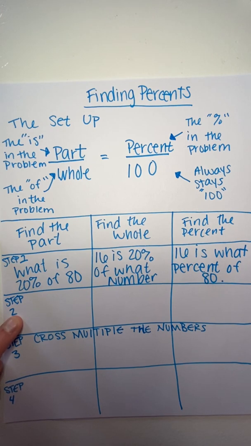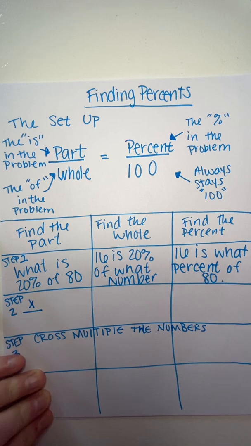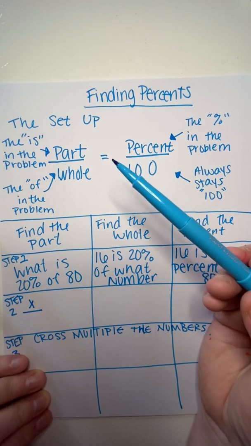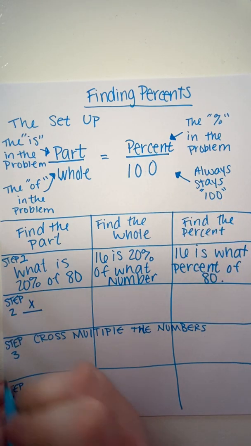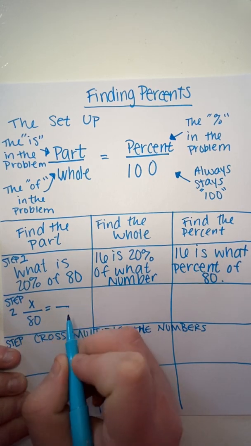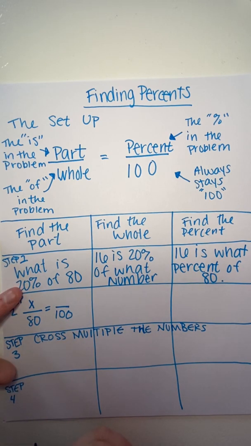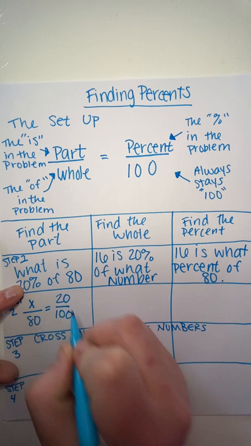Your second step is to actually set up your problem. So step 2 is to set up your problem. We'll find what is 20% of 80. I don't have an "is", do I? So that's going to be x over my whole number. It tells me my whole number is 80. Equals, again, always going to be over 100, so I'm just going to fill that in now. And it gives me a percent of 20.